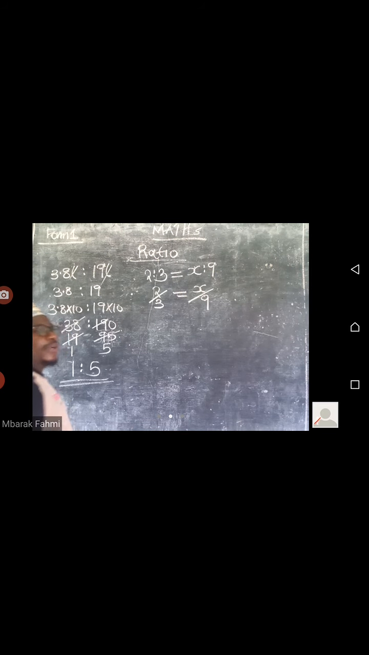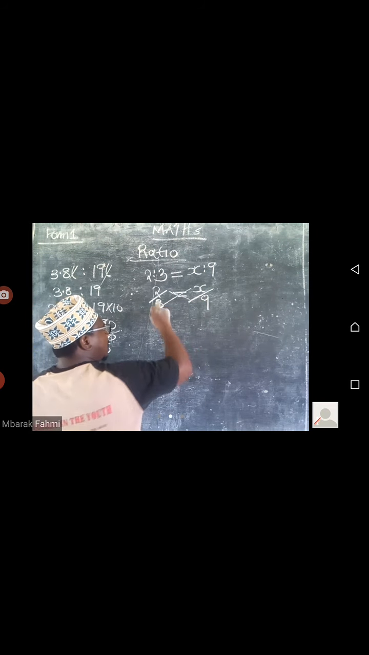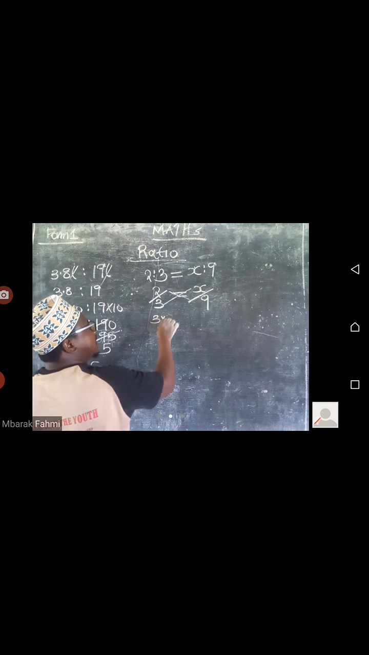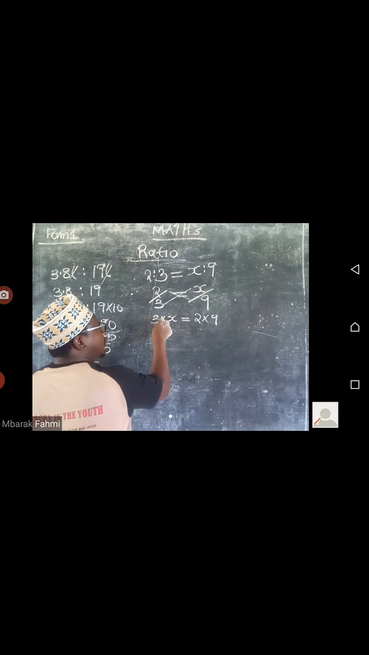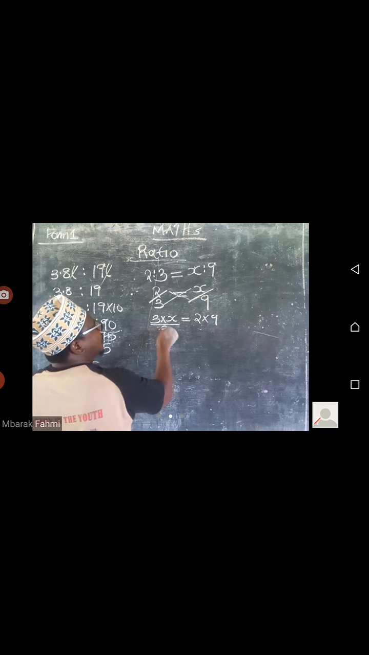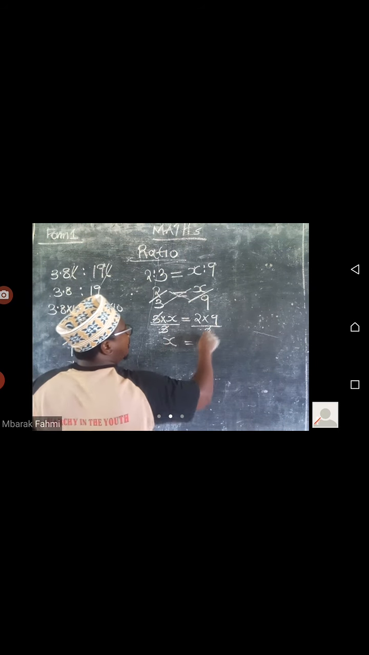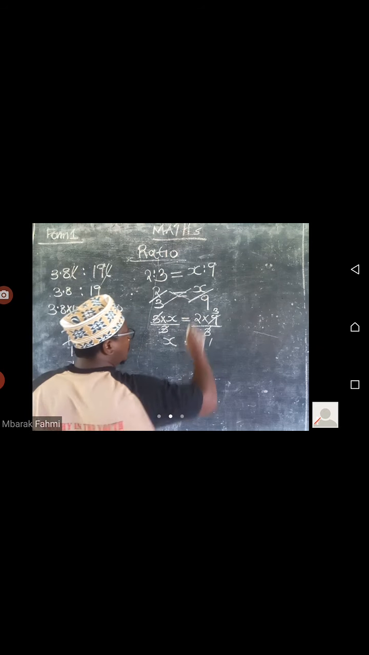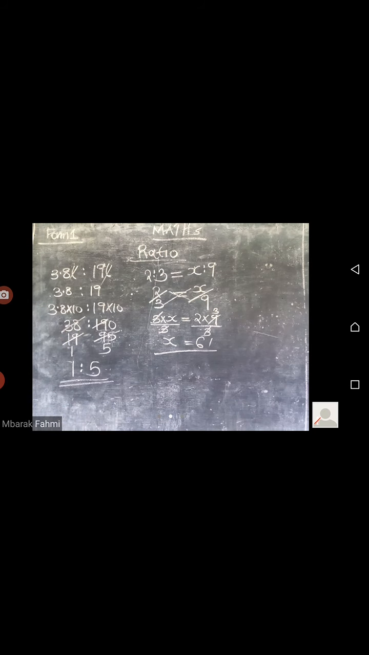From there now we can find the value of x by cross multiplying. 3 times x is equal to 2 times 9. To remain with x here, divide by 3. So x will be equal to 2 times 9 divided by 3, which is 3, so 2 times 3 is going to be 6. The value of x in that ratio is 6.